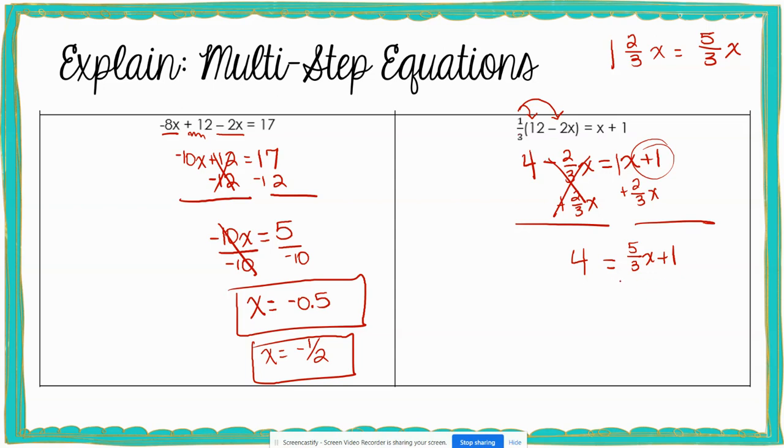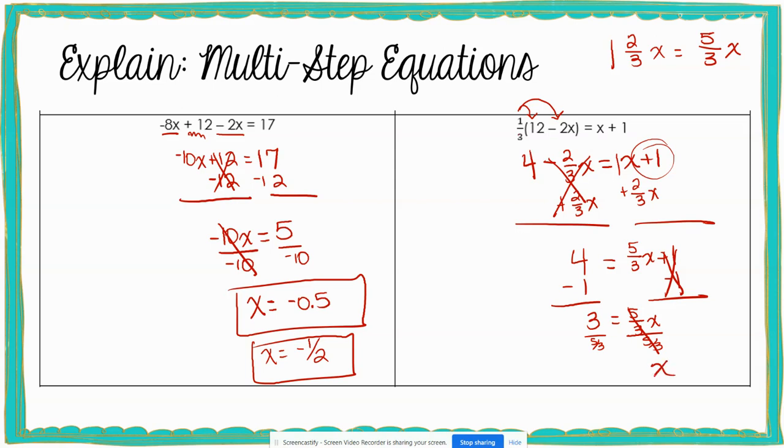Now, I have all of my variables on one side, and both sides of my equation are simplified, so I can solve like normal. I'm going to start by subtracting 1 from both sides. 4 minus 1 is 3, and then on this side, the 1's cancel to leave me with 5/3 x. Well, to get x by itself, I'm going to need to divide by 5/3 on both sides.